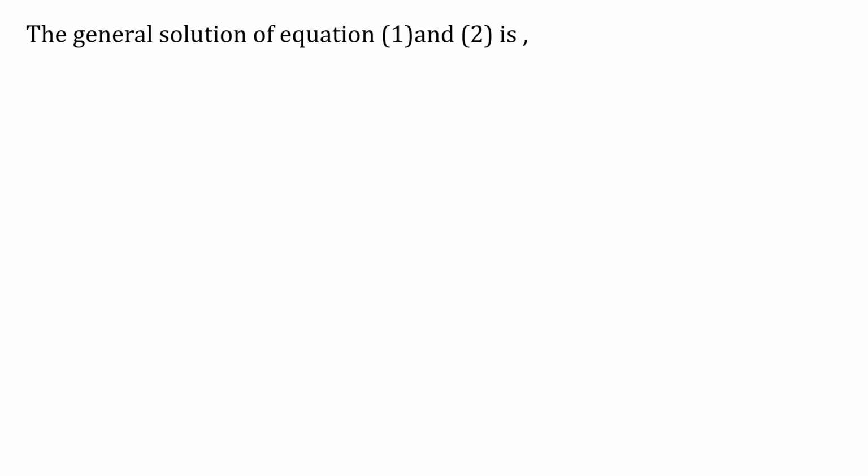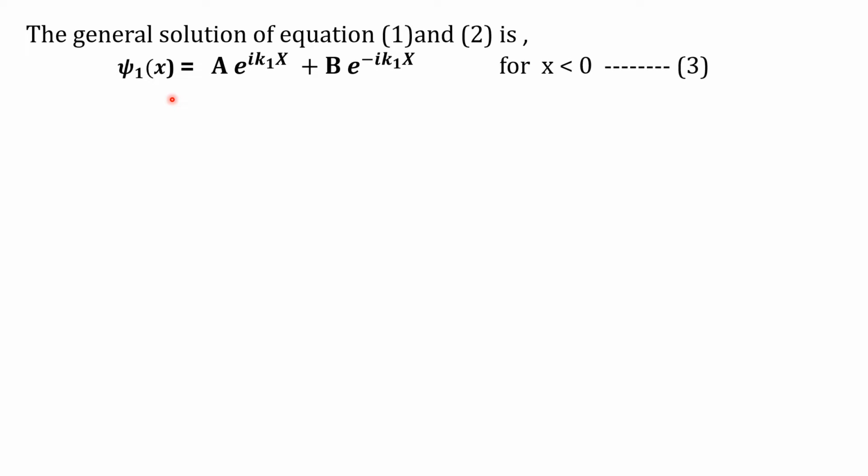The general solution of equations 1 and 2 is, for region 1, psi 1(x) equal to a into exponential ik1x plus b into exponential minus ik1x. Similarly, for region 2, that is x greater than 0, psi 2(x) is equal to c e raised to ik2x plus d e raised to minus ik2x.